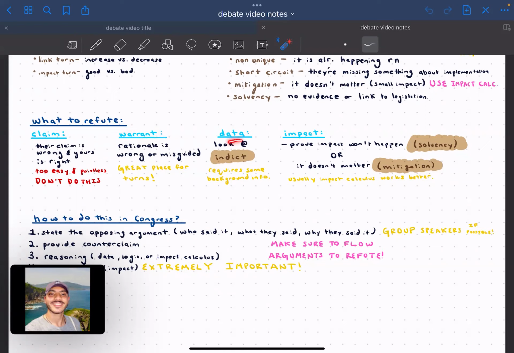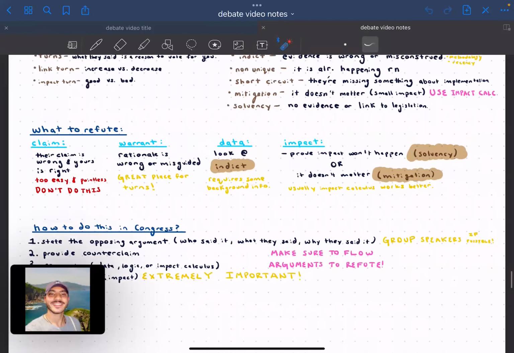What about the data? Looking at opportunities to indict, right? We talked a little bit about this process in the previous part of the notes, but it just requires some background information. And there are several ways you can indict. I wouldn't recommend you do it that often, but you can do it. It's an opportunity for you if you would like to do that.